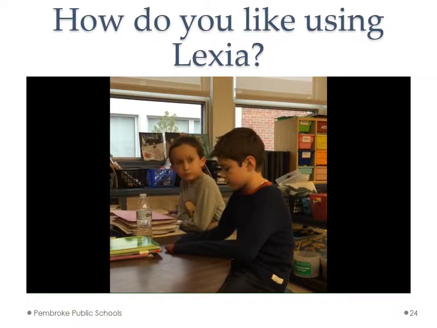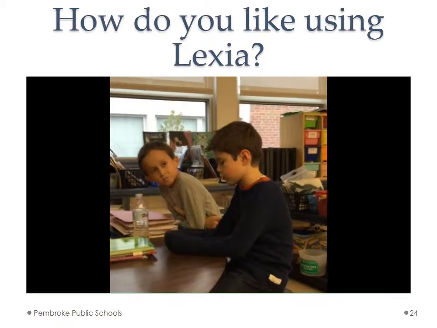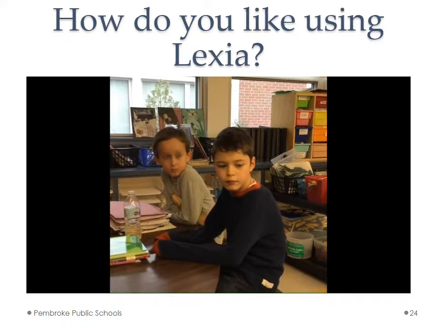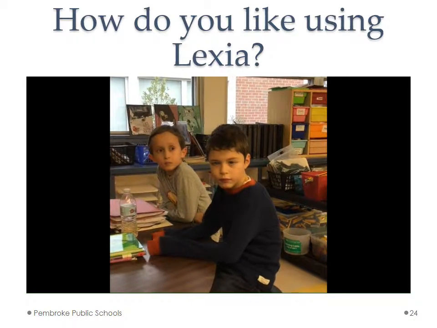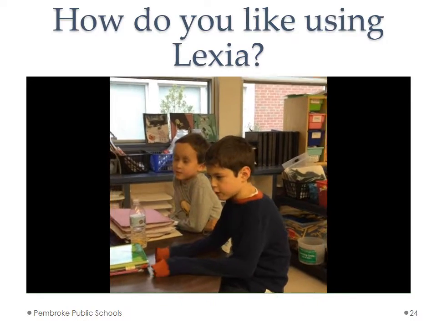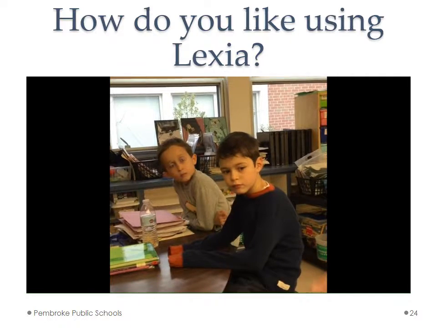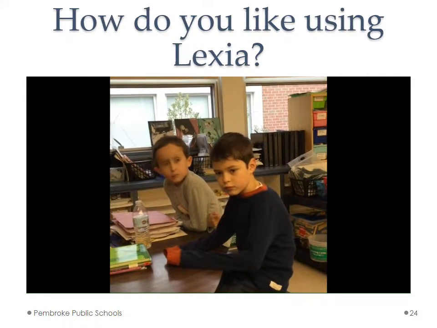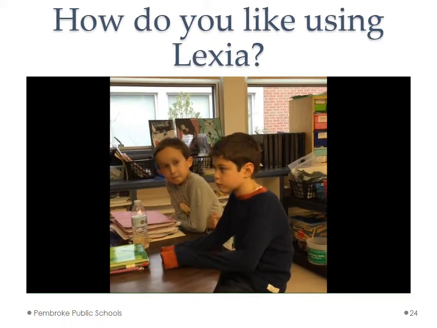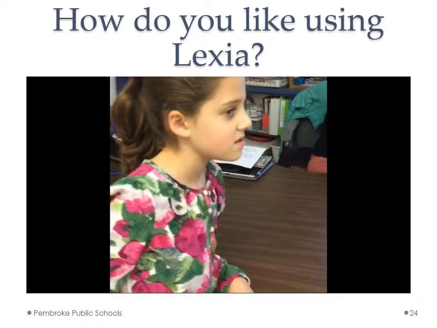Do you guys get certificates from Lexia? Yes. Do you like getting those certificates? Yep. And how does Mrs. Duffy use Lexia at school? Do you ever use it here? I've seen some of your usage. You use it a lot at home and at school, is that right? Yep. How do you use it here? On those blue tablets over there. Yeah, you use the tablets.